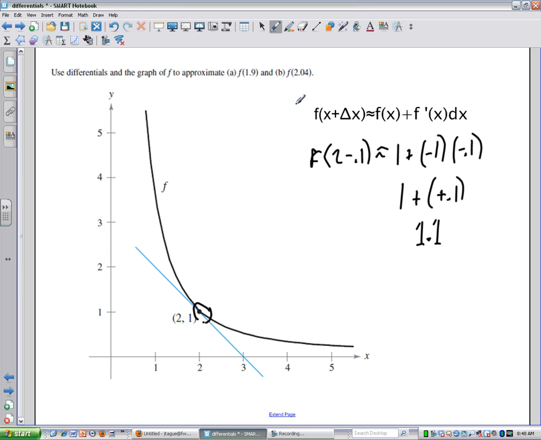And if we do the 2.04, it's just going to be the same thing. It's the f of 2 plus 0.04. So it's going to be the 1 plus the derivative, the rate of change, the slope of the tangent line, times 0.04. So you can do the math on that one. Probably going to turn out to be about 0.96. Okay, see how that works?